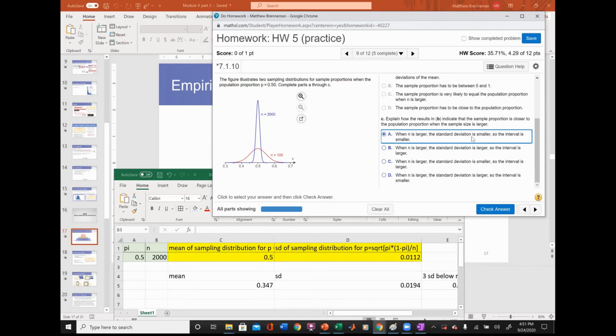And again, this is what the central limit theorem is telling us. As n becomes larger, the standard deviation is smaller. The 3 standard deviation window that contains all the values is smaller. So the interval is smaller. If you have any questions about anything, let me know, okay?